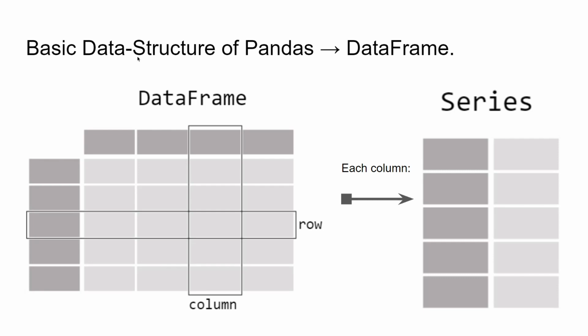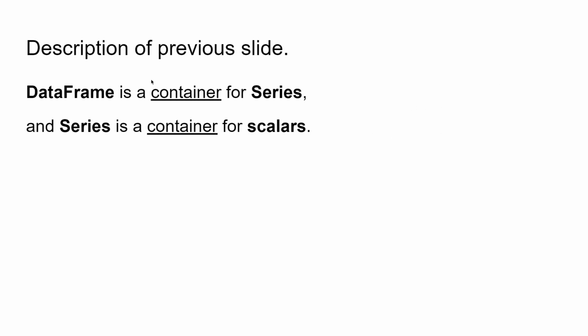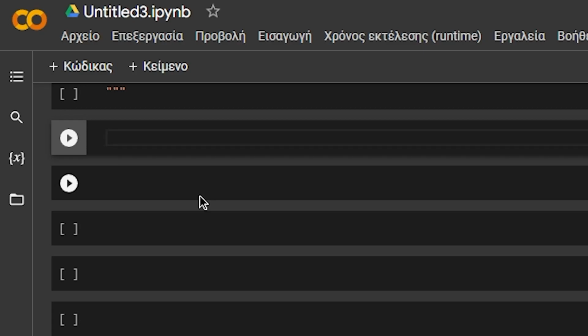What is the basic data structure of Pandas? It is the data frame. A data frame is a matrix with rows and columns, and each column is a data structure called a series. So a data frame is a container for series, and a series is a container for scalars. Okay, so let's dive into code.